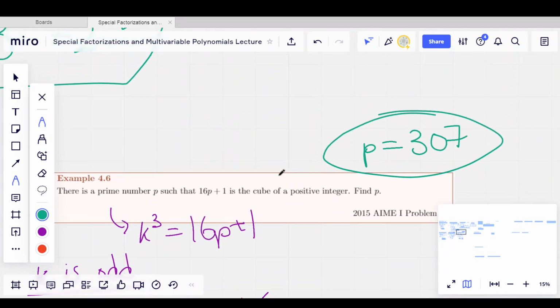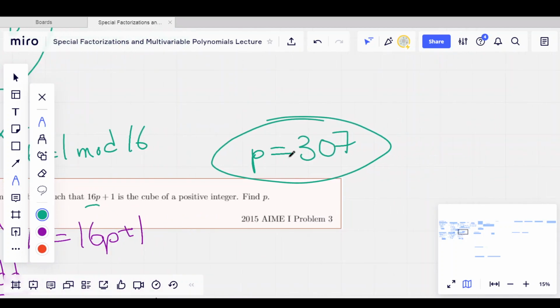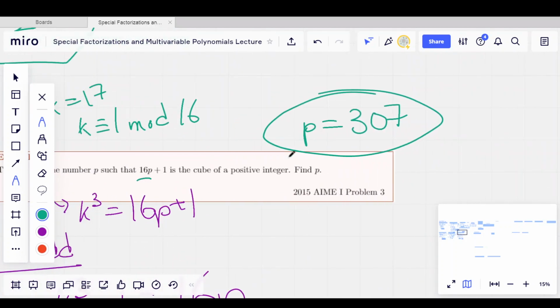So you can verify it by just saying that because k is 17, that means k is just congruent to 1 mod 16. And then this is also 1 mod 16 because this is a multiple of 16. So you can just verify both sides by using modular arithmetic. Okay, good. Okay, so we are done with this section.